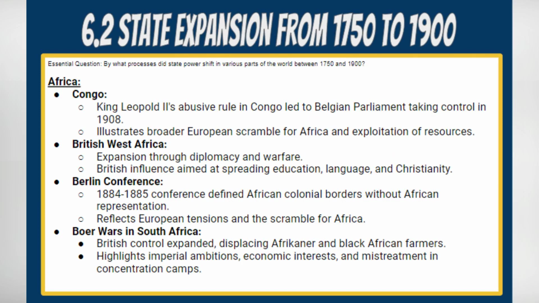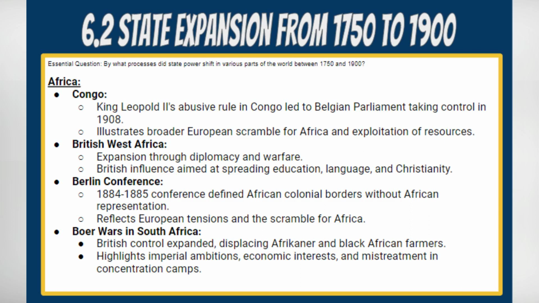Africa. Congo. King Leopold II's desire for African colonies led to the abusive rule in the Congo, compelling the Belgian parliament to take control in 1908. This shift exemplified the broader European scramble for Africa, driven by exploitative practices and resource extraction.